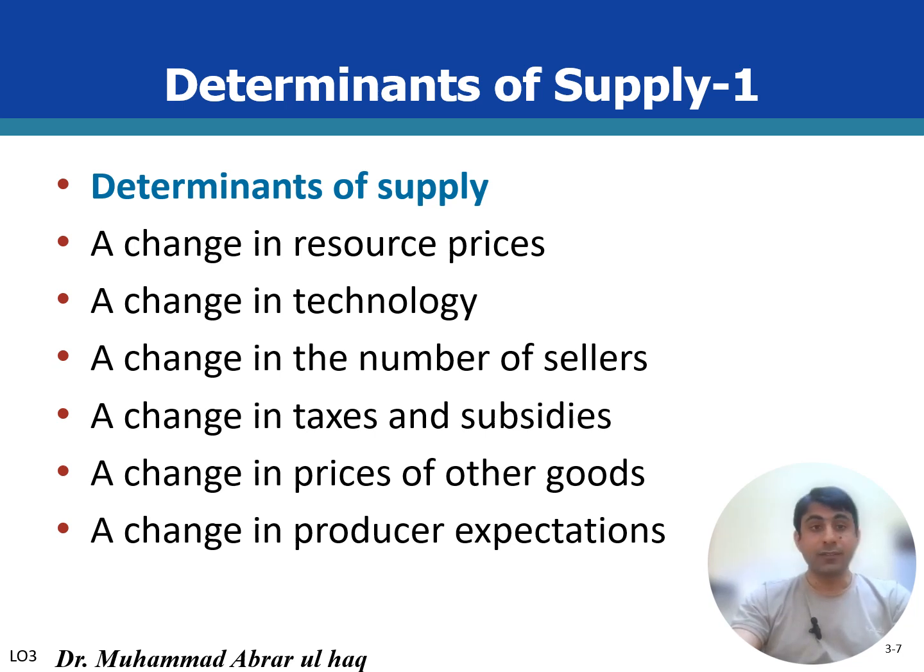Another aspect is producers' expectations. Expectations about future prices, costs, or market conditions can impact current supplier decisions. If producers anticipate higher future prices, they may reduce the current supply to take advantage of higher profit later on. Conversely, if they expect lower future prices or increased costs, they may increase the current supply to avoid potential losses in the future. So a change in any one of these determinants will lead to changes in the supply curve.